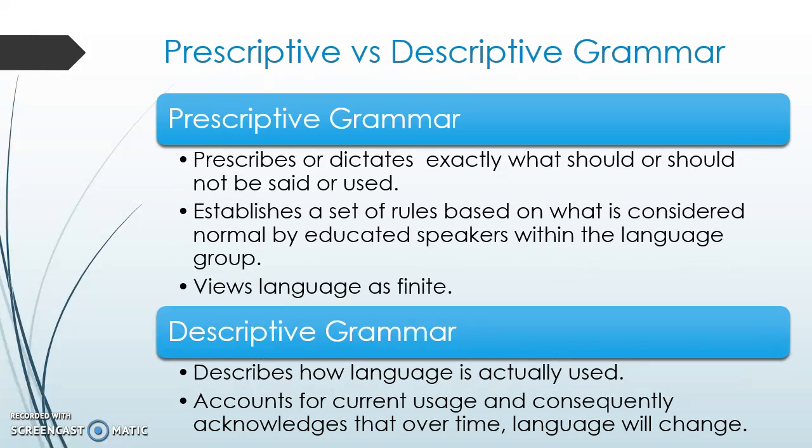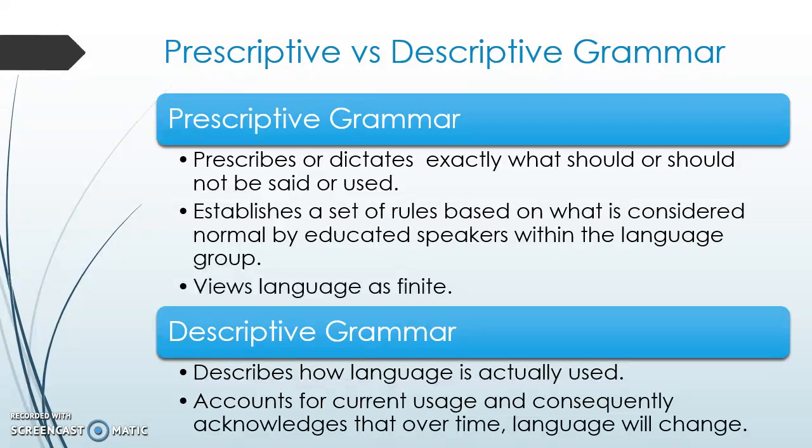Then we have two types of grammar. We have been trying to figure out who says what is correct in the English language. Well, prescriptive grammar is the one that prescribes or dictates exactly what should or shouldn't be said or used. This type of grammar establishes a set of rules based on what is considered normal by educated speakers within the language group. According to prescriptive grammar, language doesn't change, okay? It's something that is going to stay like that.